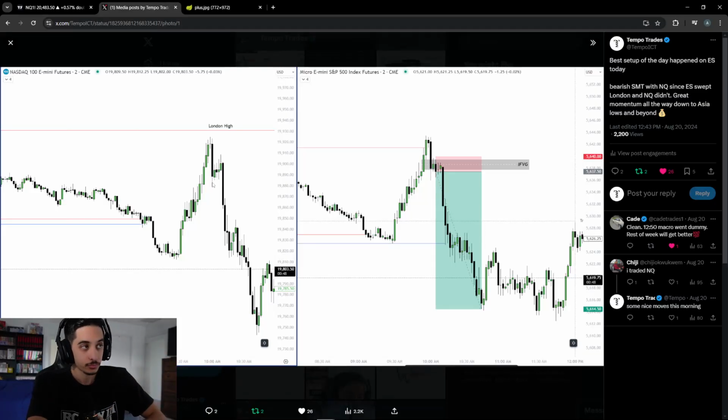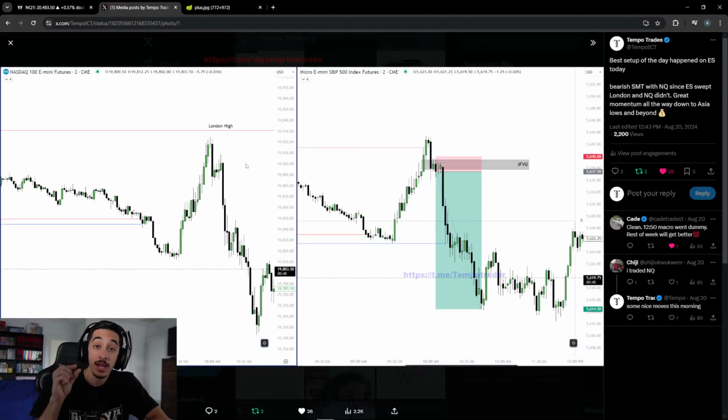Okay. So in this example, you have this red line right here. This is a level. This is London high. As you can see in this example, on ES, we go up, we take out London high on ES, but NQ at the same exact time does not take out London high. That is a bearish SMT. You see that NQ is weaker than ES, because ES went all the way up here to take it out, but NQ wasn't strong enough to go all the way up there and take it out.